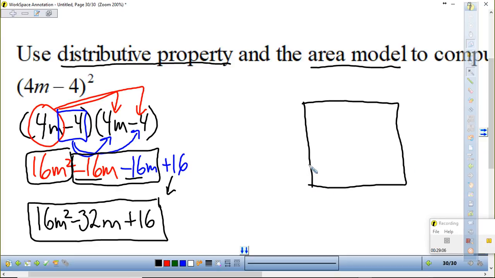Rectangle. Oh, yeah, this one is a square. Damn, Leah in the house.